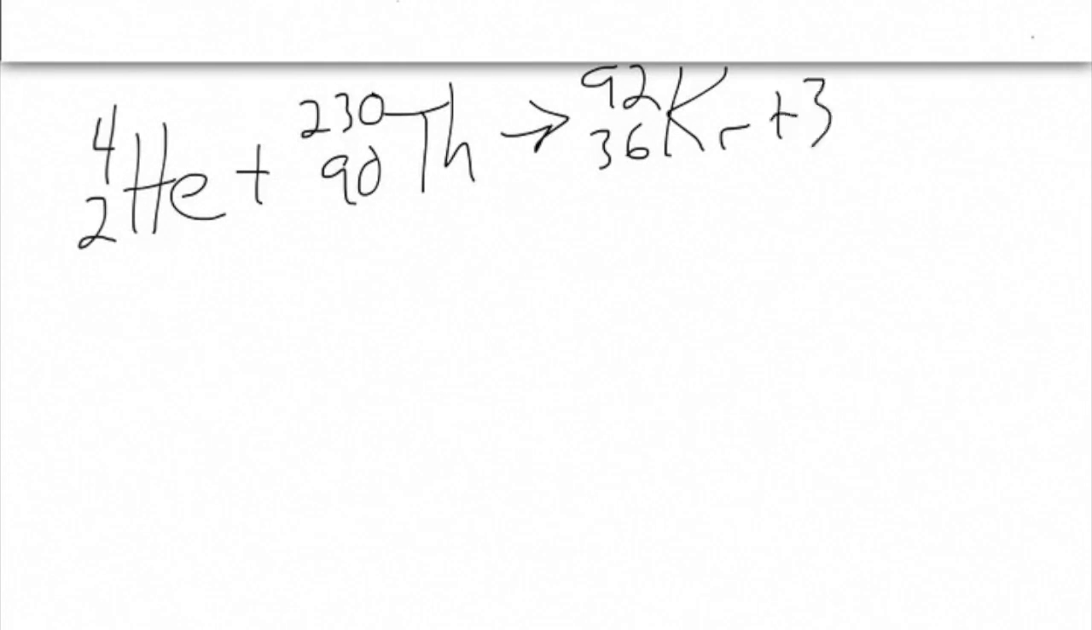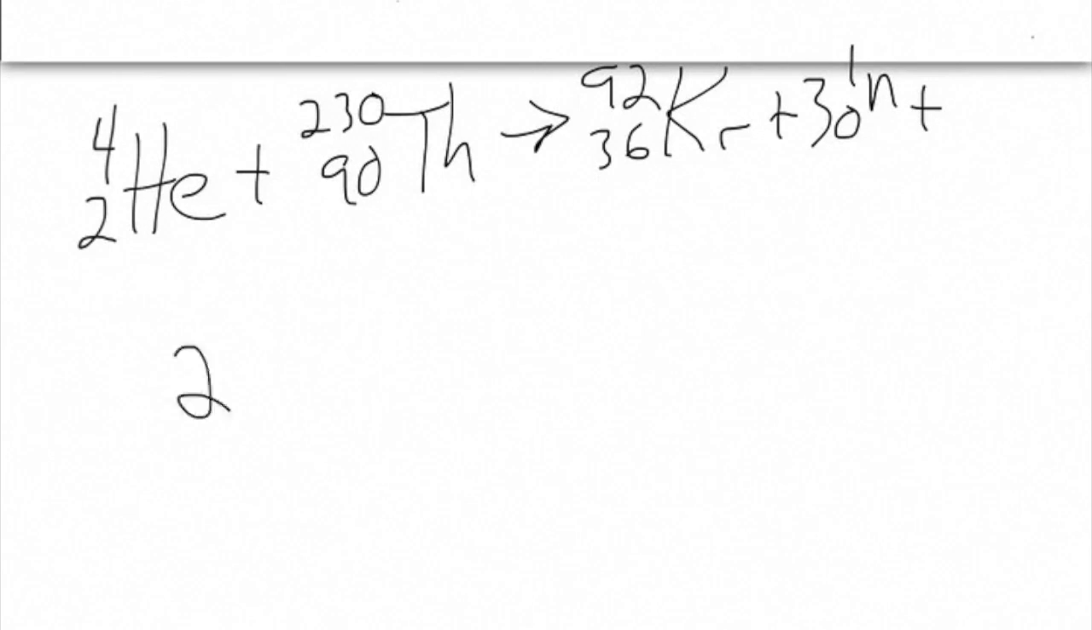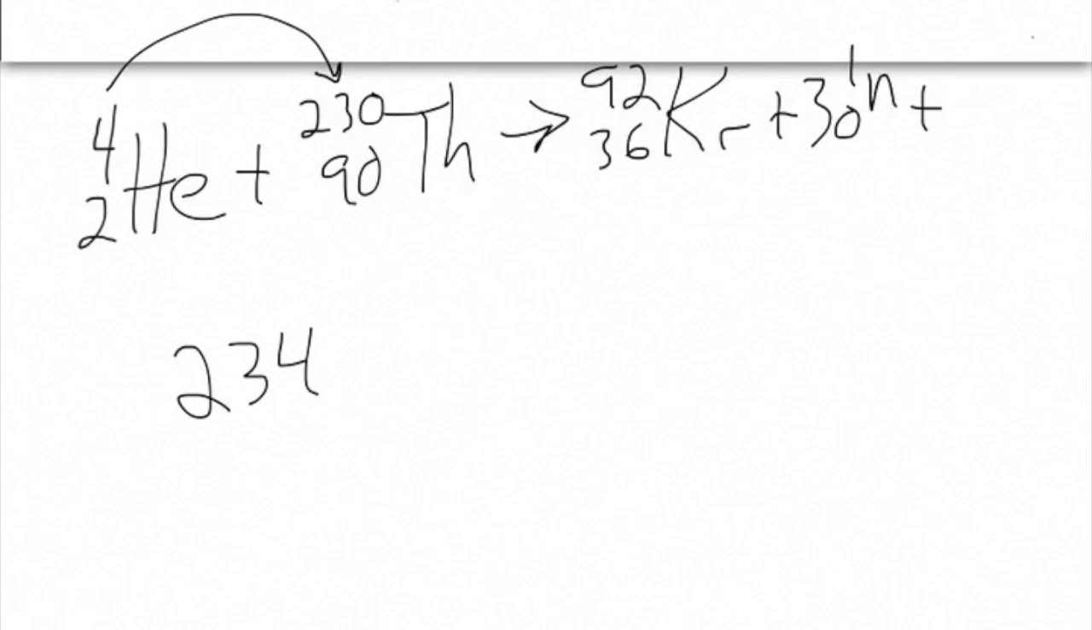And 3 neutrons. Neutrons have a mass of 1 and no charge and no effect on the atomic number. So what does that mean? That means that if we add up the numbers on the top left side, it would be 234. So we take 4 plus 230. If we add up the bottom side of this side, it's 92.